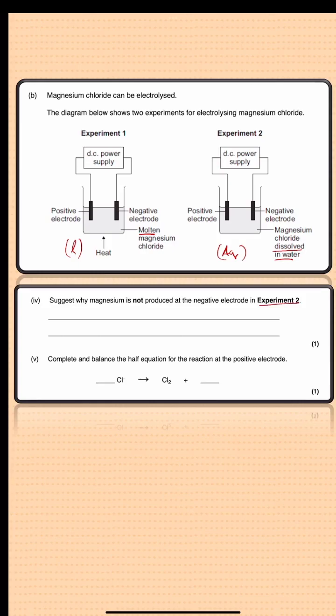So let's think first of all, what are the ions that are present in the aqueous one? We've got magnesium chloride, so we've got Mg2+, magnesium, and Cl-. And remember, if it's dissolved in water, you also have H+ and OH-. Now, why is magnesium not produced? This is when we start using our rules. What is our rule with positive ions? How do you decide which one's produced? Yes, someone's already said it.